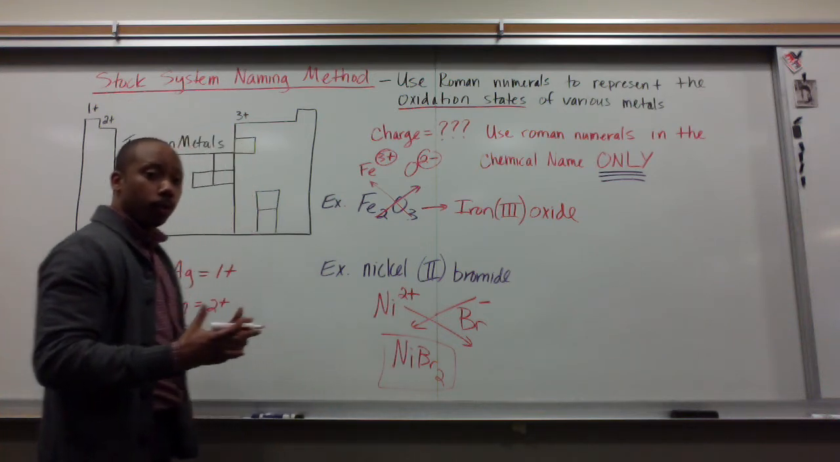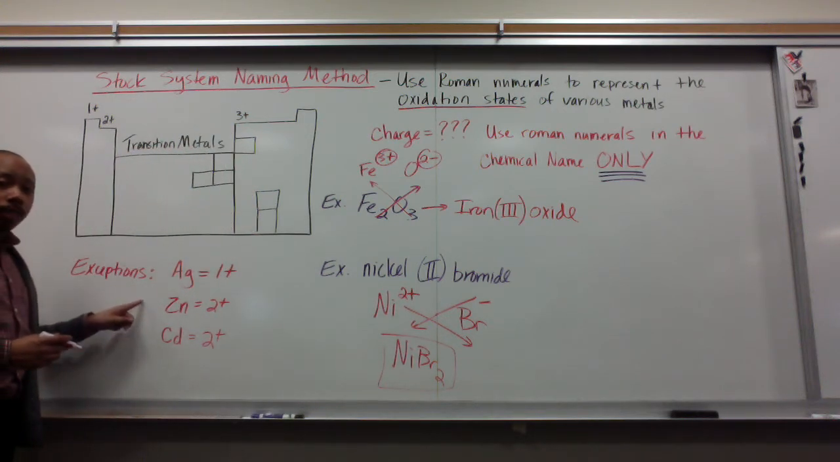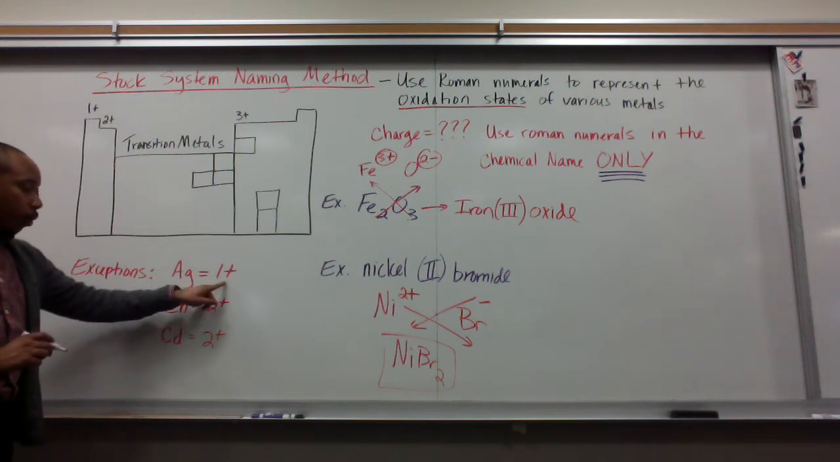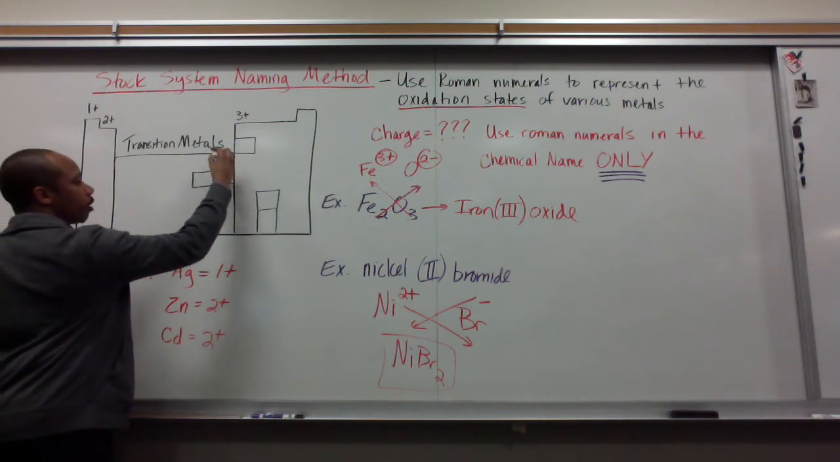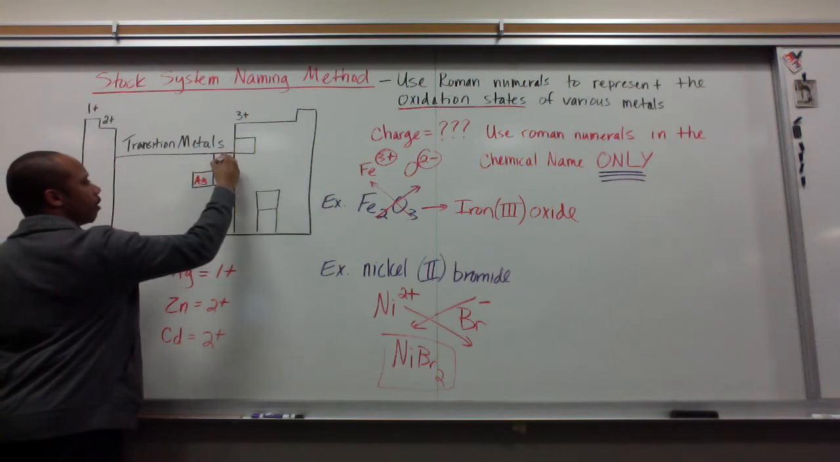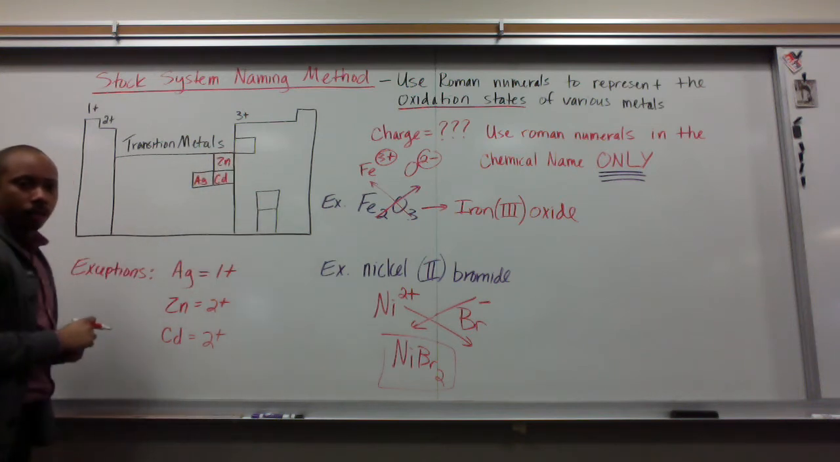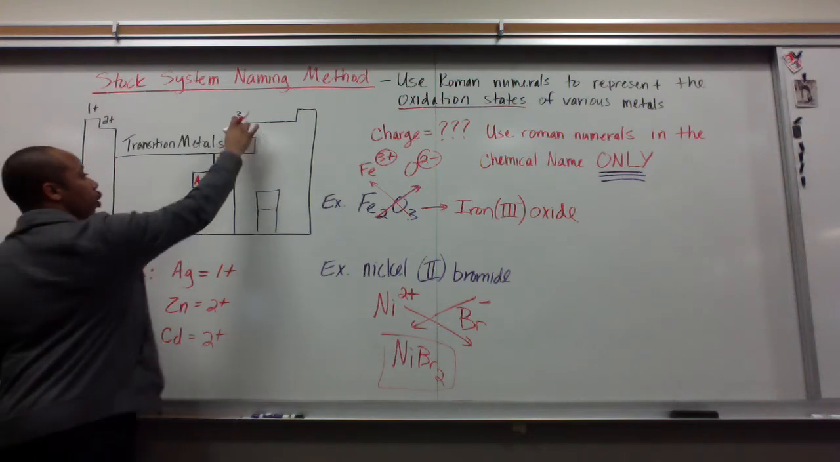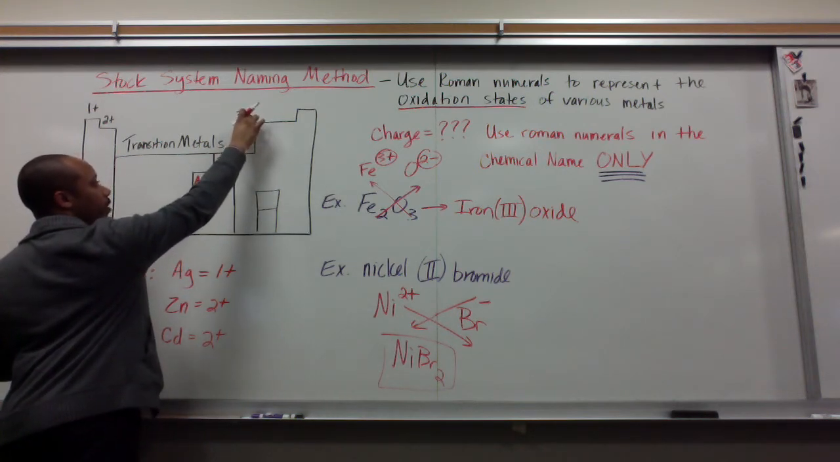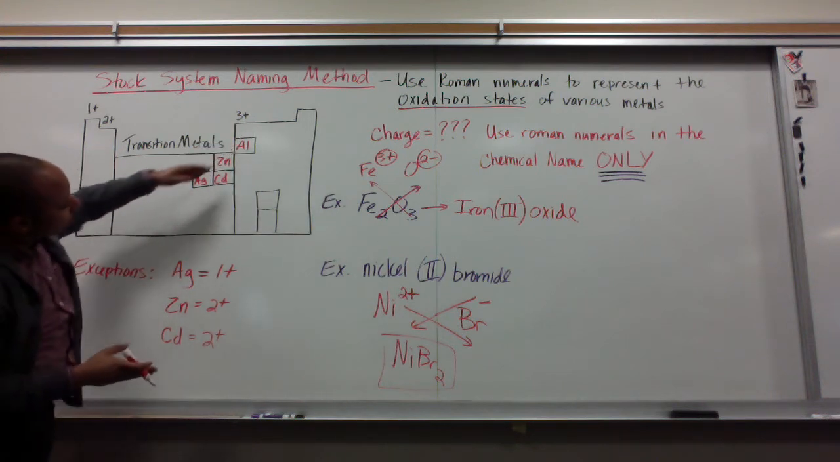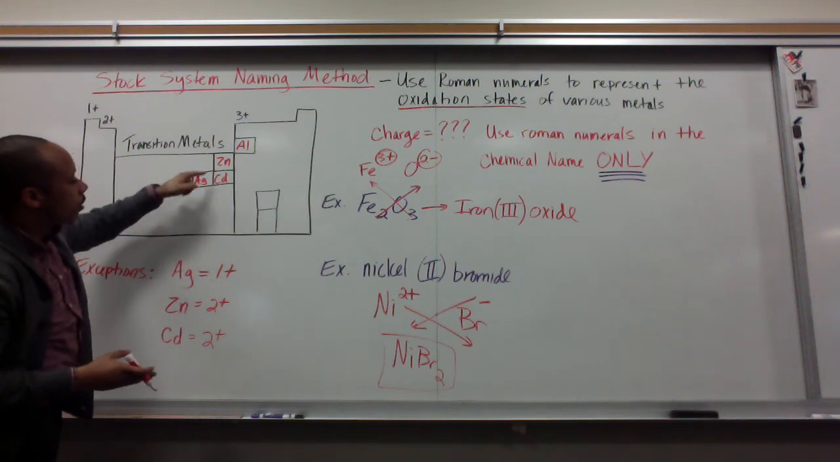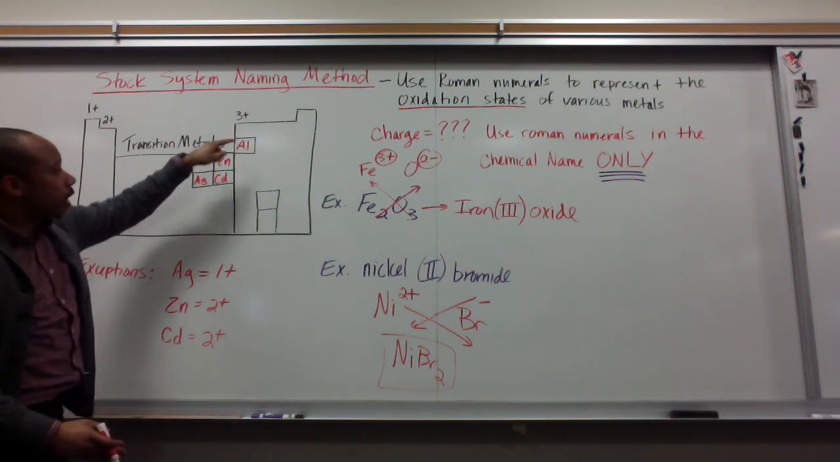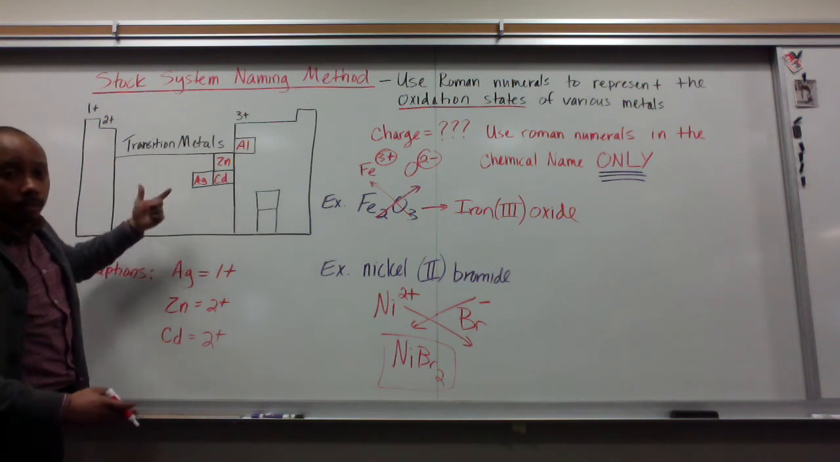There are some exceptions to the rule. There are some elements that always have the same charge, no matter what. They don't transition. One is silver. Silver is always 1+. Zinc is always 2+. Cadmium is always 2+. One way to remember this is we know that aluminum is here. Aluminum always has a charge of 3+. If you just go down the staircase this way, it's aluminum 3+, zinc 2+, cadmium right under zinc is 2+, and silver is 1+. So it's kind of like 3, 2, 1. It's a good way to remember it.